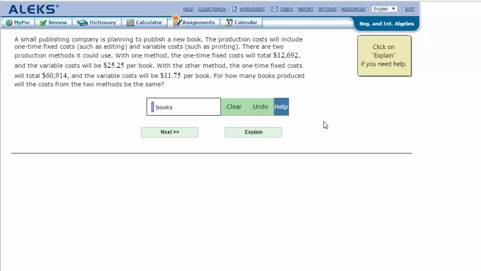$25.25 per book. With the other method, the one-time fixed costs will total $60,914, and the variable costs will be $11.75 per book. For how many books produced will the costs from the two methods be the same? Let's click Explain.